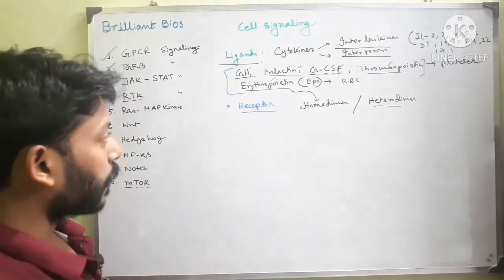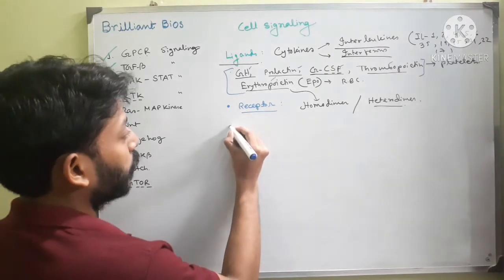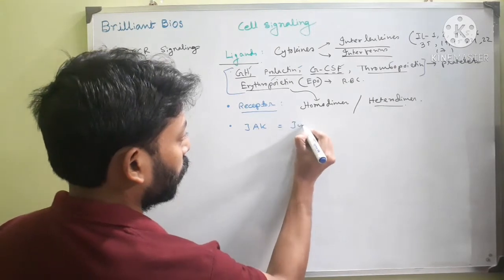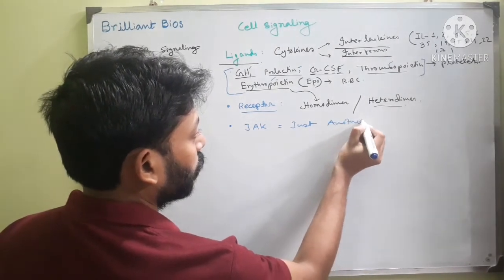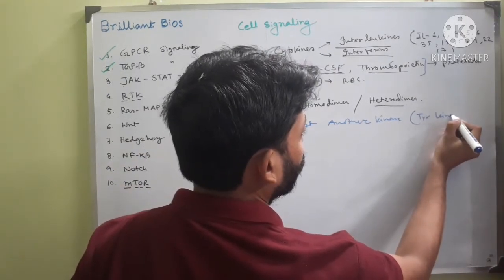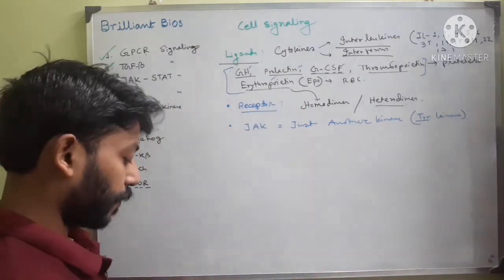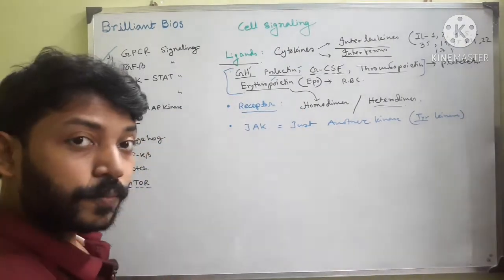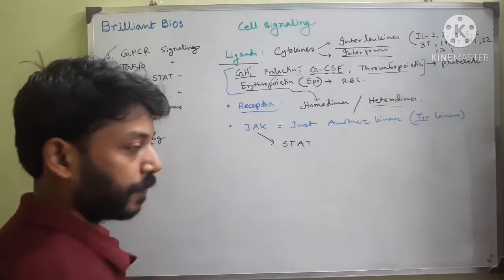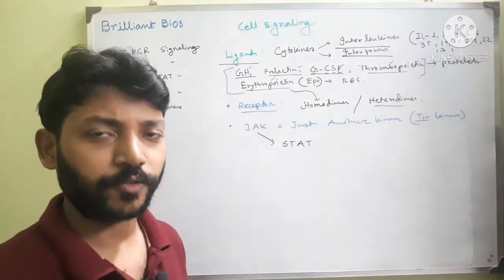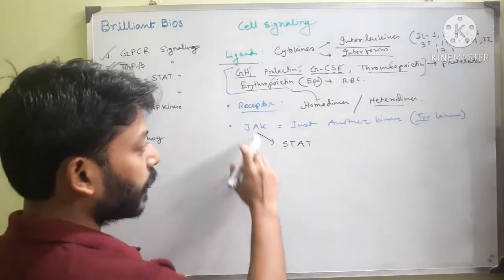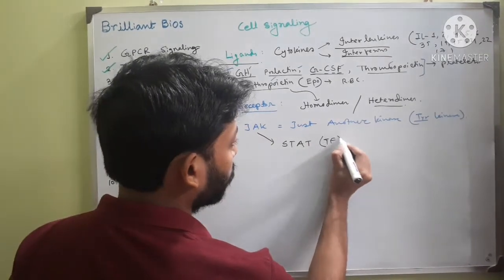And another important fact about this signaling pathway is that there is a kinase that associates with this receptor, that is called just another kinase. This kinase has tyrosine kinase activity, so it can phosphorylate particularly on tyrosine amino acids. Then this JAK protein can directly activate a transcription factor called STAT. There are different types of STAT present: STAT1, STAT2, STAT3, STAT4, STAT5, STAT6. There are so many STAT proteins. So they directly activate this STAT protein, a transcription factor.